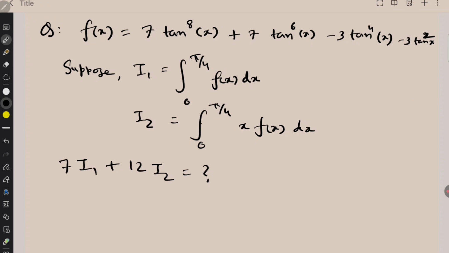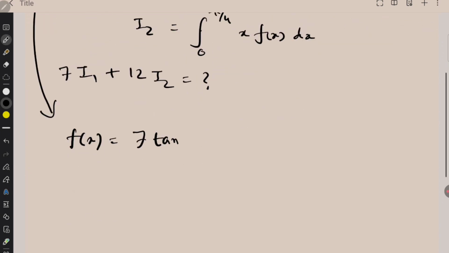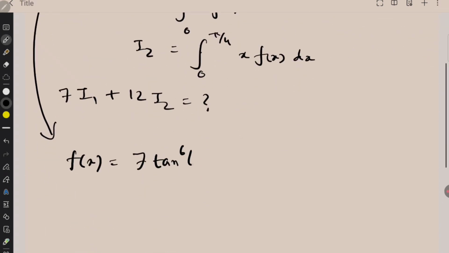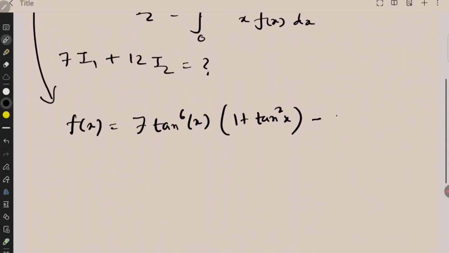While at first look this problem, especially this expression of f(x), may look intimidating to you, we will try to find a common factor out of this complex-looking expression. So let's start with f(x). From the first two terms, if I take 7 tan^6 x, I am going to get 1 plus tan squared x. And similarly, from the third and fourth terms combined, if I take 3 tan squared x, I'll again get 1 plus tan squared x.